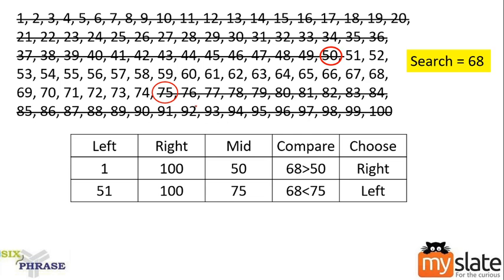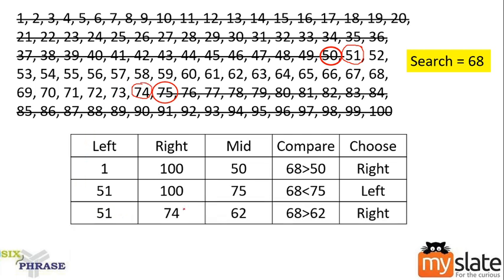Now what happens? Your left extreme was 51. Even now, the left side extreme is 51 only. Since I have chosen the left side, the left boundary does not change. Which boundary changes? The right boundary changes to 74. I'll write it down. 51 is the same. The right value changes to 74. So what will be the middle now? 51 plus 74 divided by 2. 125 divided by 2. The answer is 62. So now the middle value is 62.